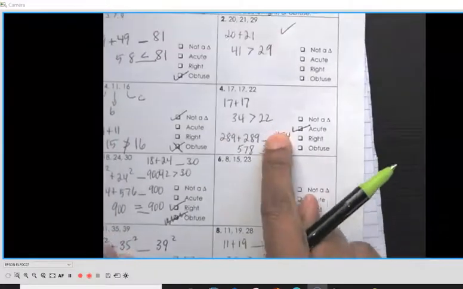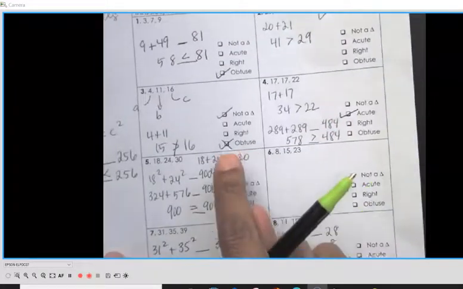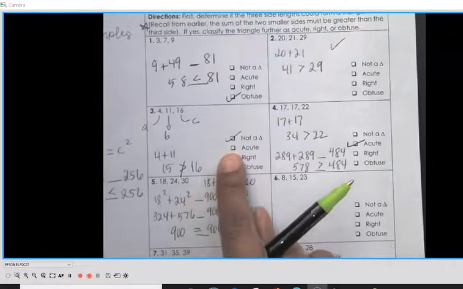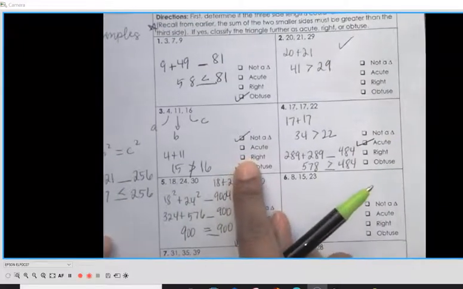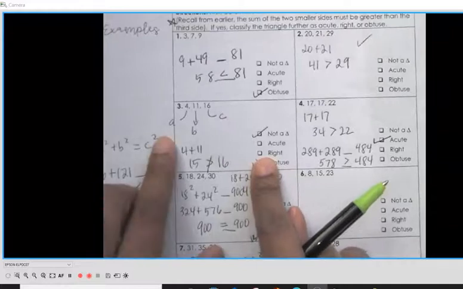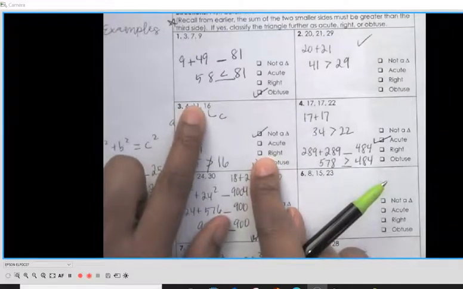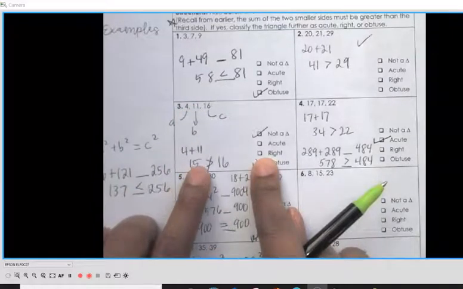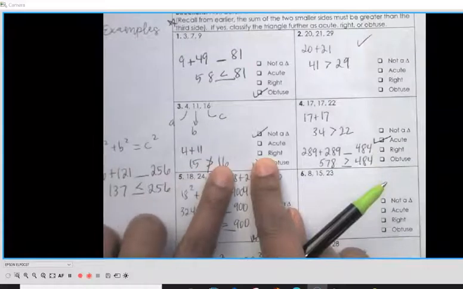Okay, last one. So 8 is obtuse, 4 is acute, and this one right here, number 3, the answer is not a triangle at all, because for this one, if you do 4 plus 11, which is 15, 15 is not greater than 16.